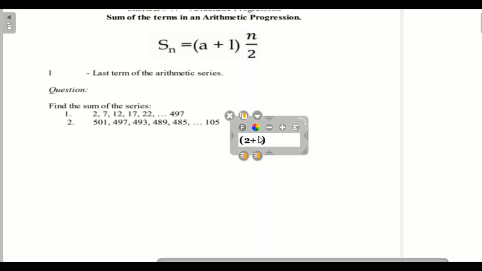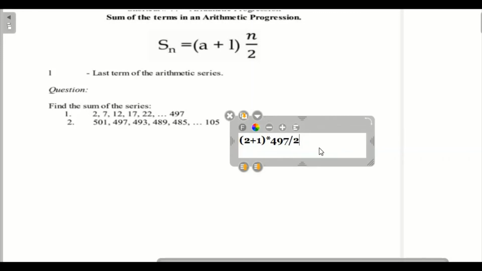So we have the n value. So n value will be 497 by 2 into 497 by 2. So we have to take the LCM and cross multiplication for the problem.